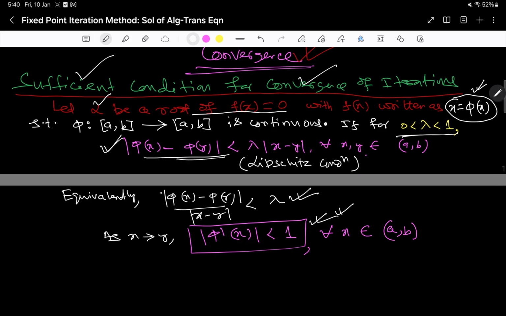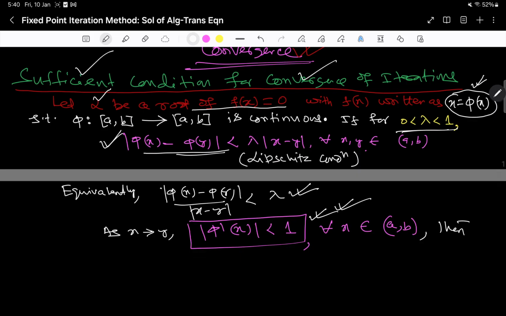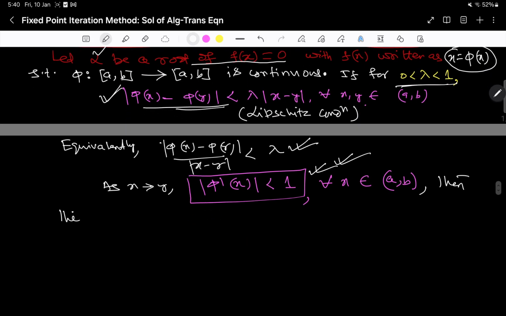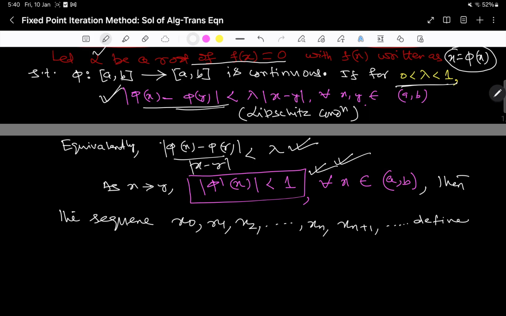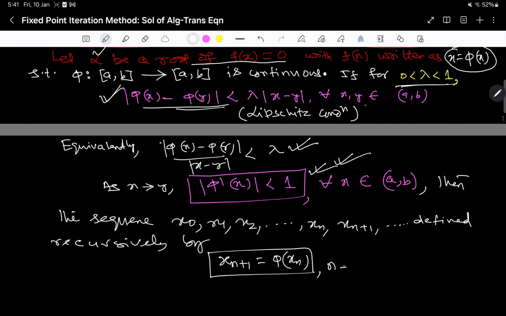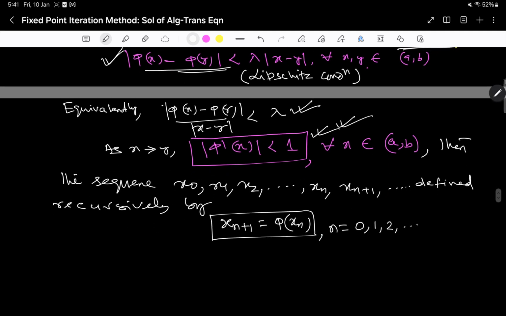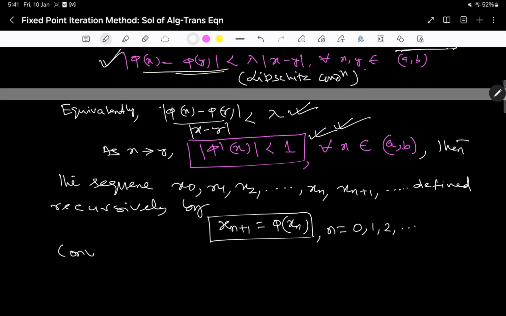Once this condition holds, then we say the sequence x0, x1, x2, and so on, xn+1, defined recursively by xn+1 = phi(xn), for n = 0, 1, 2, and so on, converges to alpha for any x0 in [a,b], and alpha is also in [a,b]. This root lies in this interval.